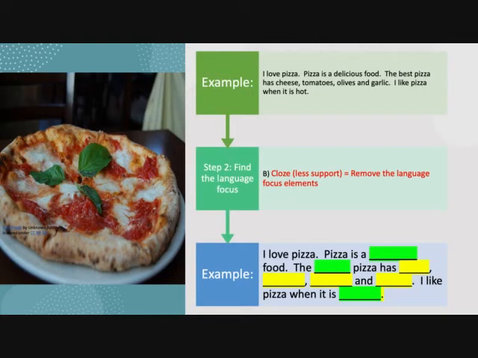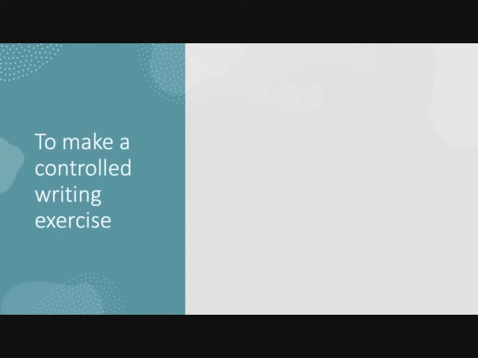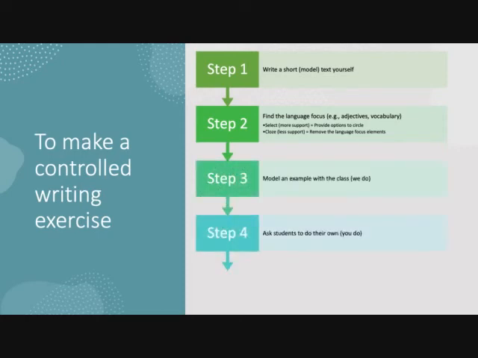Again, all they have to do is fill in the blank with things that are language focused. So either an adjective or an ingredient, but they can end up with their own text with less support. Okay, so just to recap again, there are 5 steps. Write a short model text yourself. Figure out what the language focus is, and you can either provide options for the students to circle if you want to give more support, or you can remove the language focus elements as a cloze or fill in the blank. You're going to model an example with the class and then ask students to do it on their own. And most importantly, ask the students to copy out the whole text at the end.